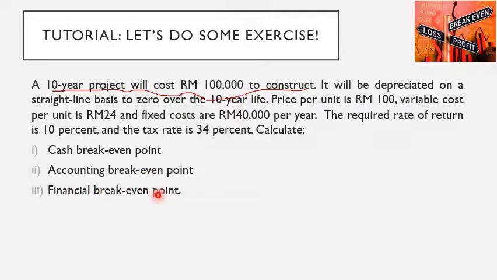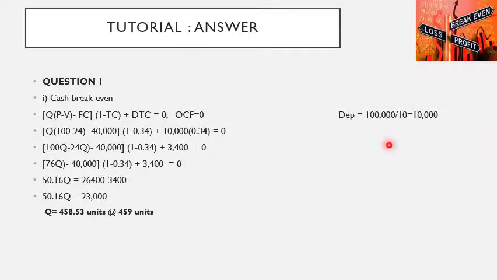Okay, so we'll continue with the workings for the three questions. This is the answer for the question. For cash break-even, Q(P minus VC) minus FC(1 minus TC) plus D times TC equals 0, because OCF equals 0. We just put in the information given.